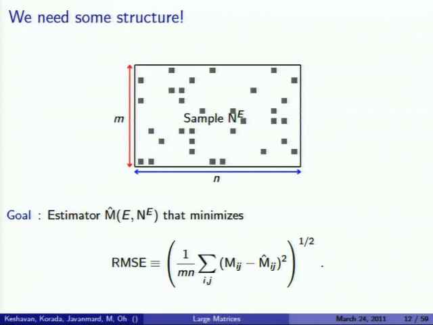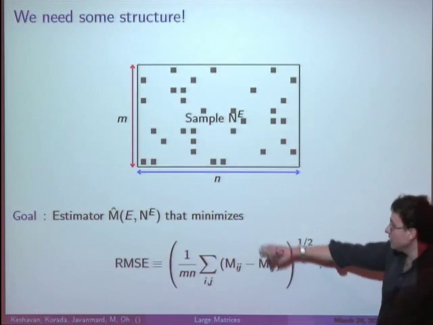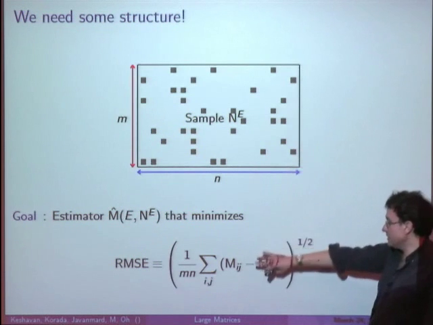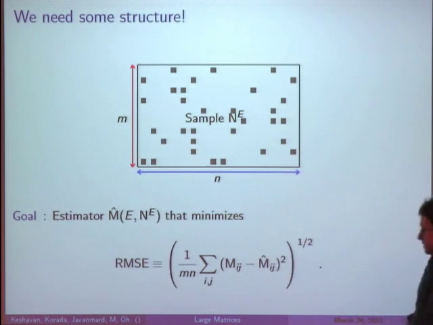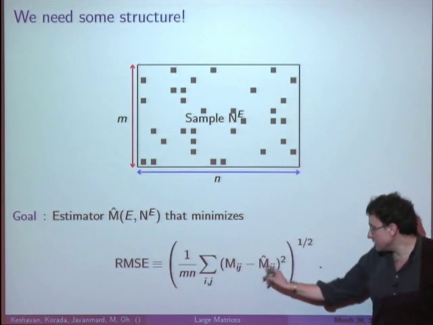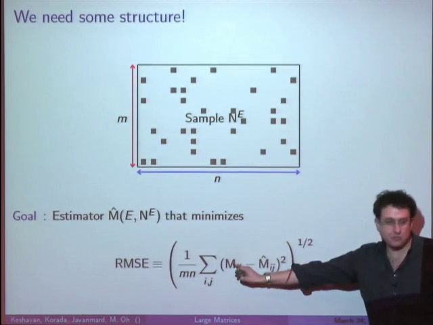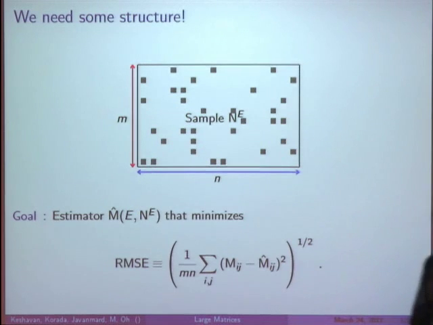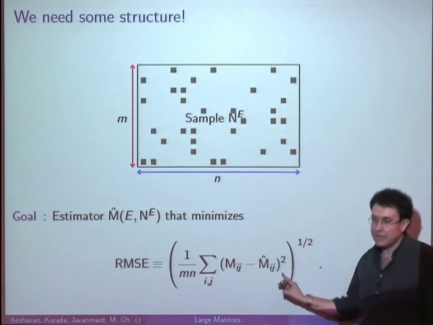And now the objective, which is very clearly stated in the Netflix challenge, is to get an estimate of the whole matrix that minimizes this metric. This is the root mean square error. So it's the square root of the sum over all the entries of your prediction minus the actual value, squared. This is just the normalized Frobenius distance between M and M hat.